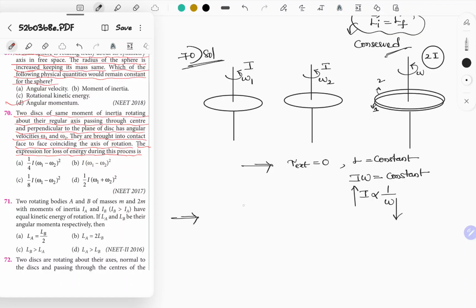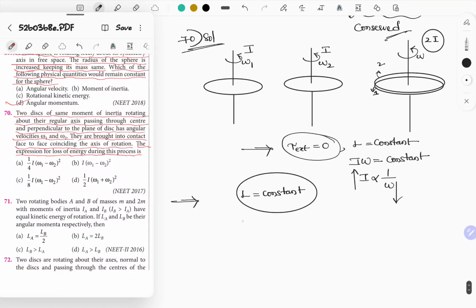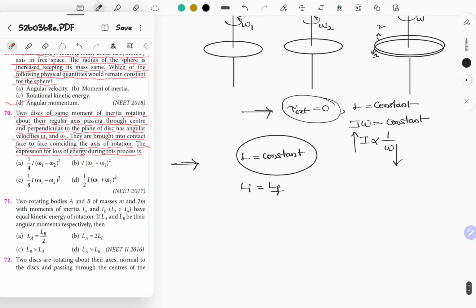Okay, first of all, let me find the final angular velocity. To find it, we know that L is constant, right? Here there is no external torque acting on the system when placing one disk on the other disk. That is the reason external torque is equal to 0. As external torque is 0, initial angular momentum is equal to final angular momentum.